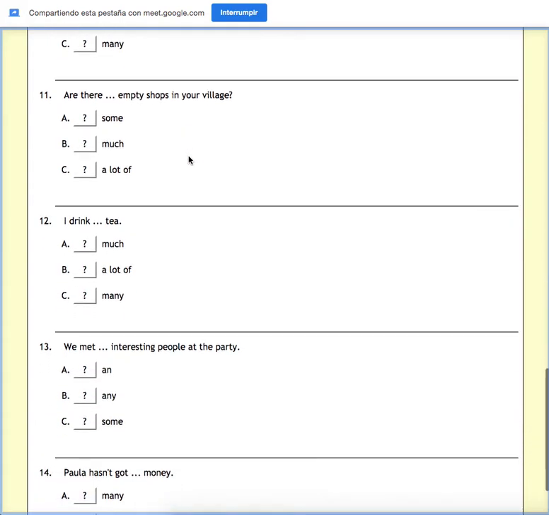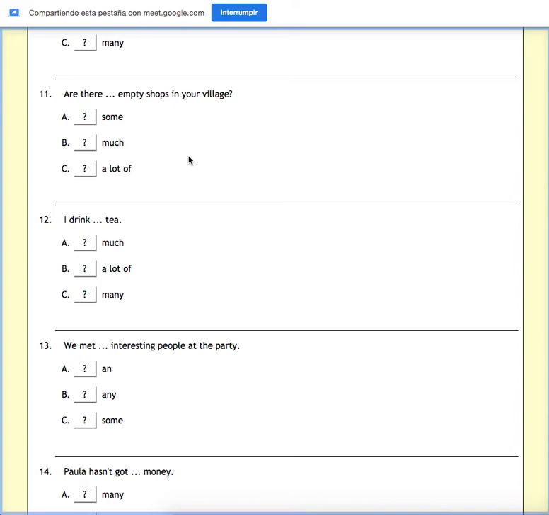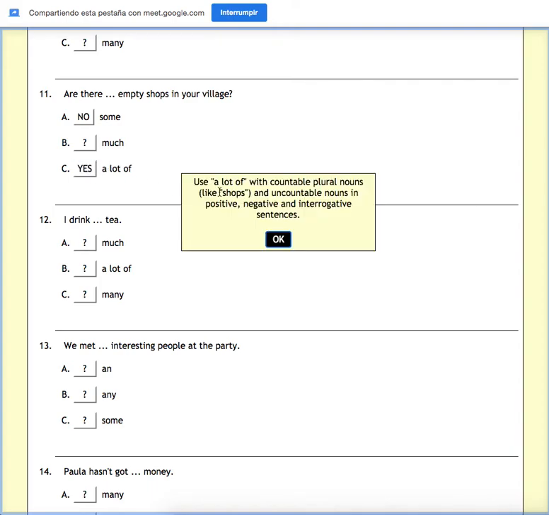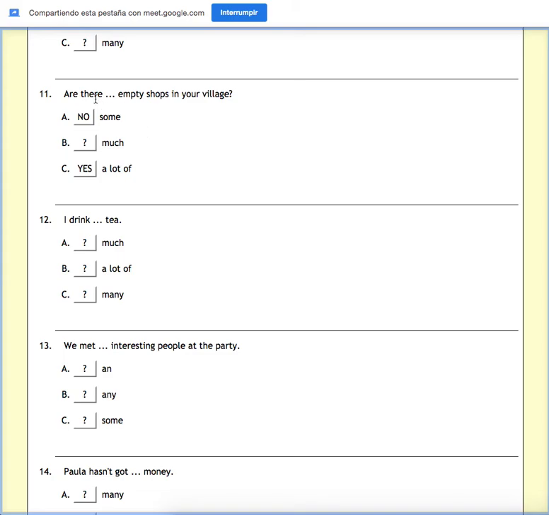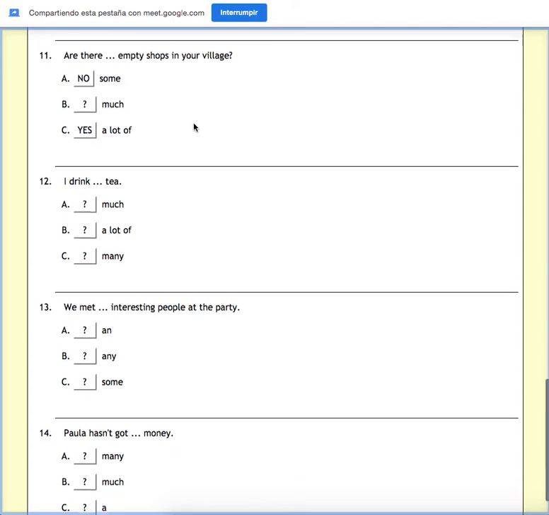Okay, let's continue with the next one. Are there empty shops in your village? If I'm not wrong, it would be some or a lot of. Okay, let's try with both. Some? No, it is not some. And a lot of, maybe. A lot of? Yes. Use a lot of with countable plural nouns like shops and uncountable nouns. Not some, because you are not talking about a huge amount, but small things.